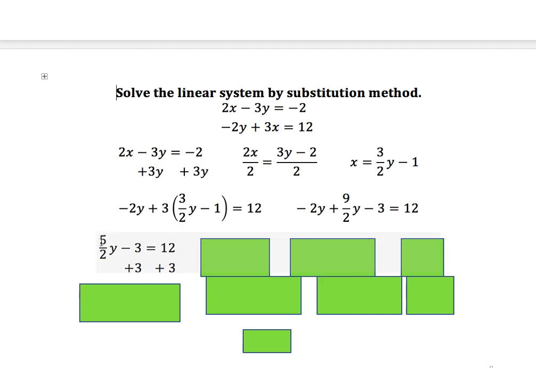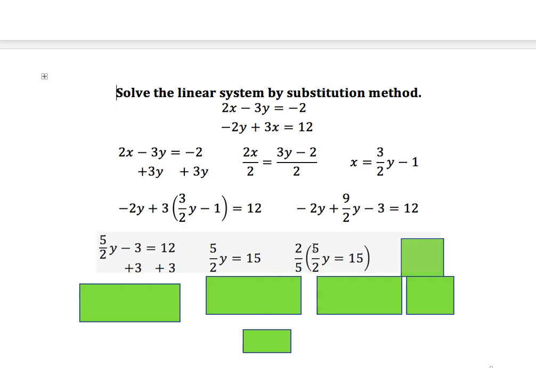Honestly, guys, it's just easier in your calculator. You would put negative 2 plus 9 over 2. Don't worry about the y's. We just want to know what your fraction is here. So those two terms combine to get 5 over 2 y. You still have this minus 3, so we're going to have to add 3 to both sides of the equation. When we simplify it further, we get 5 over 2 times y equals 15. Now, to get rid of your fraction, you're going to multiply everything by the reciprocal.